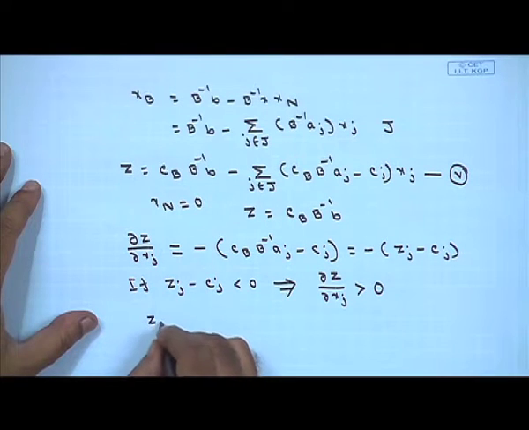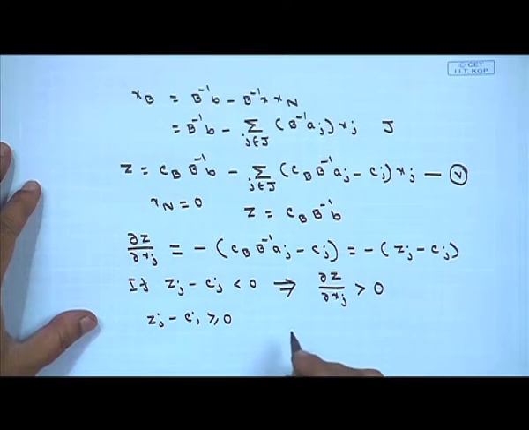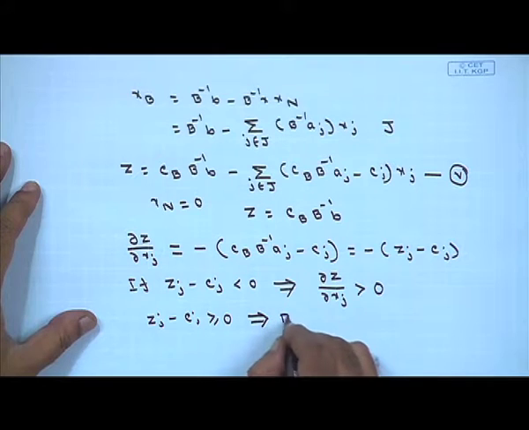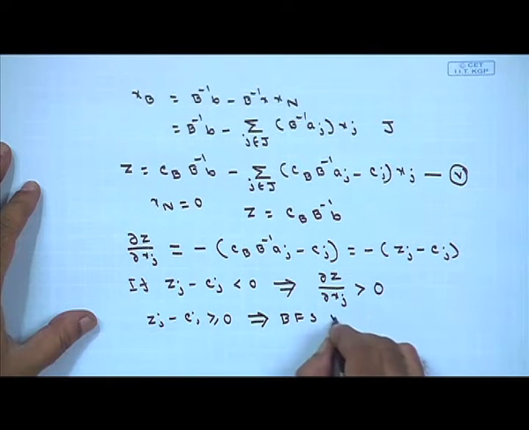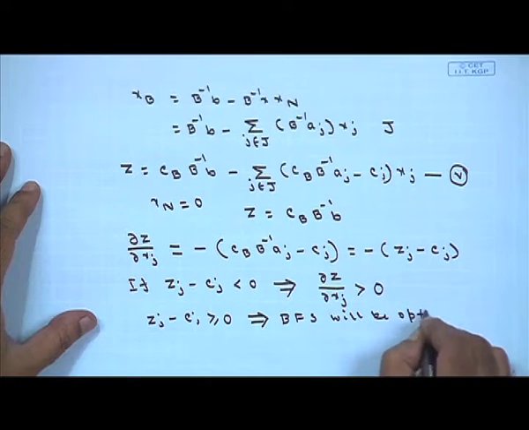Now, a BFS will be optimal if Z j minus C j is greater than or equal to 0. From here we can say that if Z j minus C j for all j is greater than or equal to 0, then the basic feasible solution whatever you have taken will be optimum.